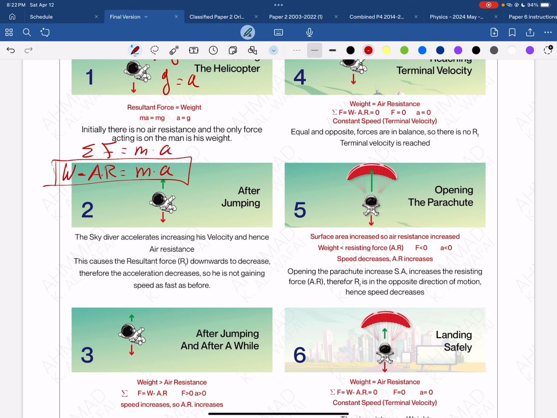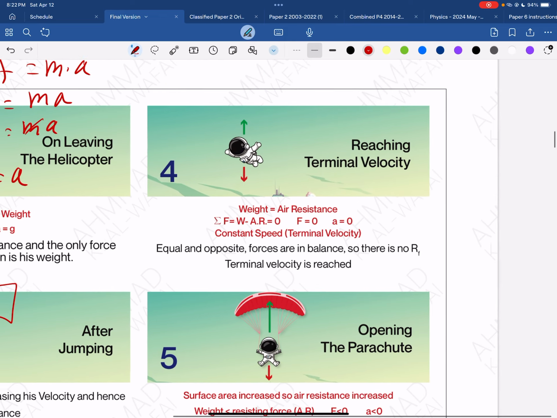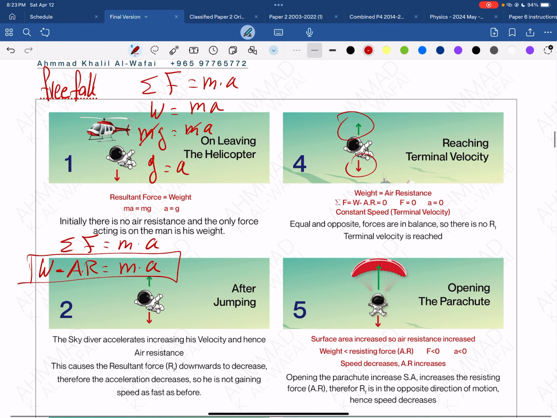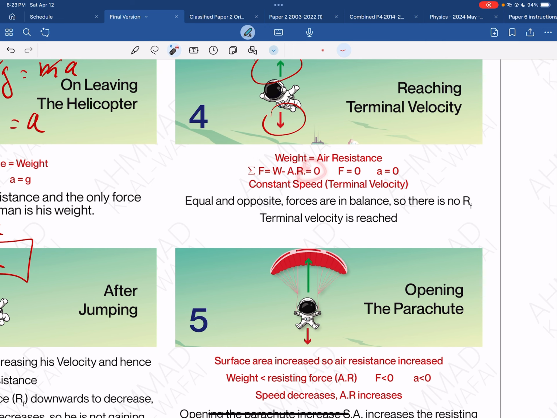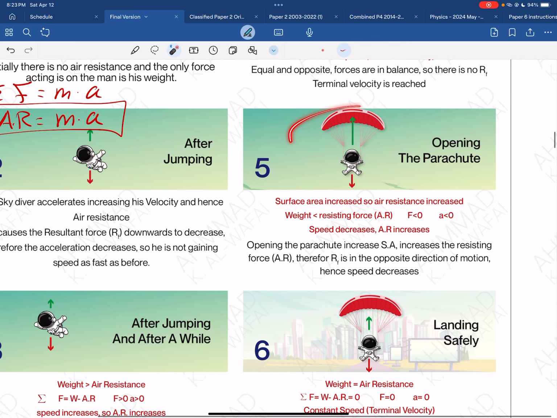And then it's going to keep on decreasing until this point where the driving force is equal to the resisting force, or the air resistance is equal to the weight. In this case, the resultant force is zero, acceleration is zero, and the object reaches terminal velocity, which is a very important concept. An object reaches terminal velocity when the resultant force is zero, so the acceleration is equal to zero. And then the parachute is opened for case 5.